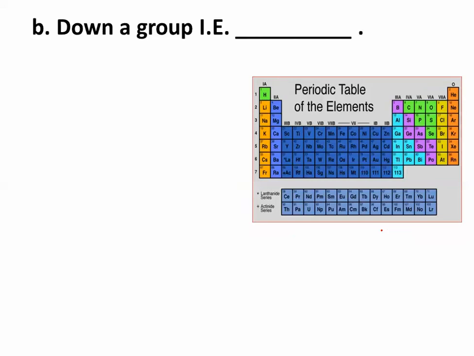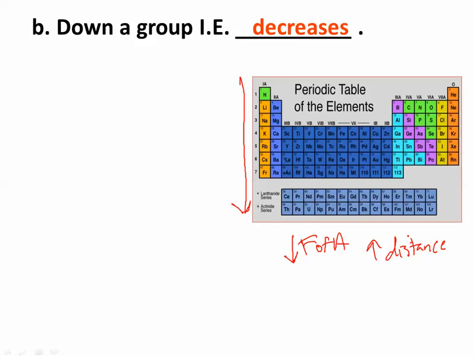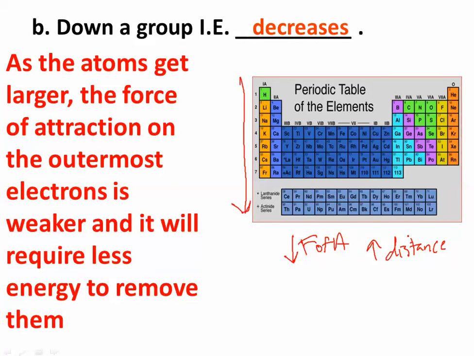All right, so let's look down a group. What happens to the force of attraction down a group? We know that down a group, the force of attraction decreases. And why does it decrease? Because the distance is increasing between the outermost electron and the nucleus. As you go down a group, we just learned atomic radius increases, so the distance increases, so the force of attraction goes down. If the force of attraction is down, then it takes less energy to remove the electron. So down a group, ionization energy decreases.